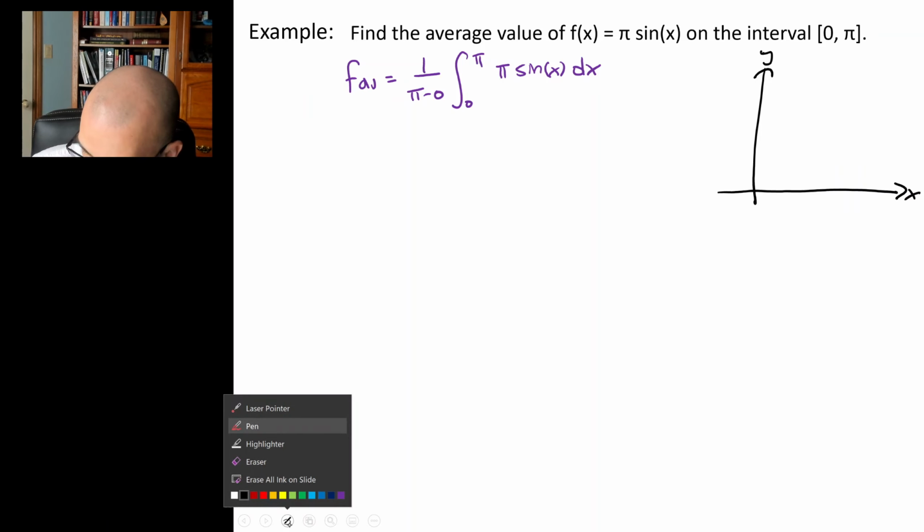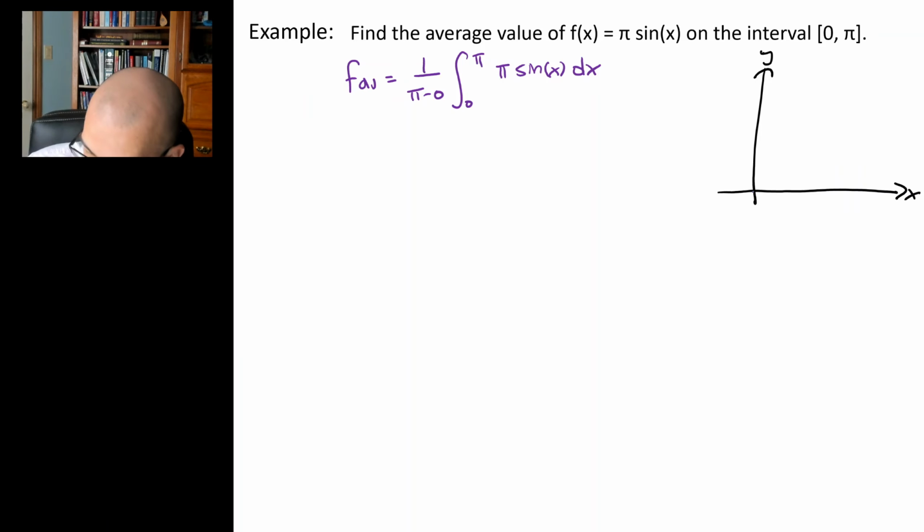X, sine of 0 is 0. 0 times pi is 0. And then sine of pi is also 0. And then sine of pi over 2 is 1. So I'm going to get a peak here of pi times 1, which is pi. So this is the graph of pi times sine of x.